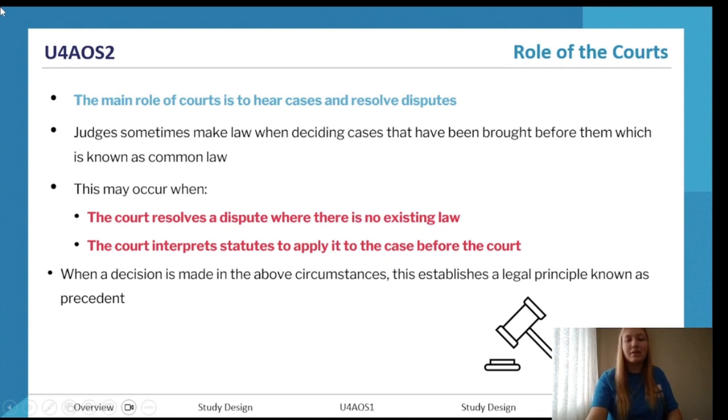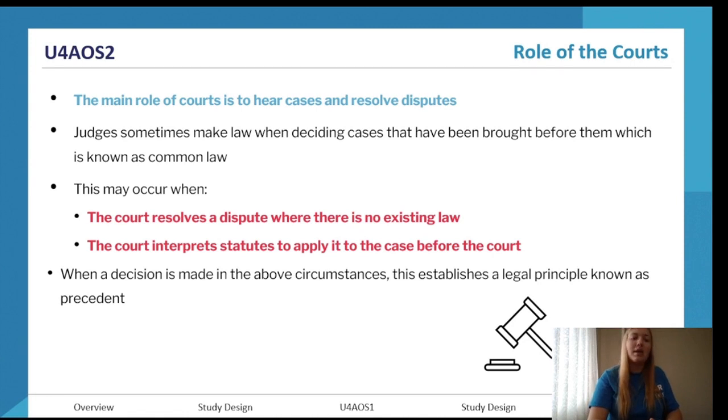Okay, so the next dot point that we'll have a look at is the role of the courts. We know that this is to hear cases and resolve disputes. We've already established this, but going into more detail, you need to understand that judges sometimes are making law because they're deciding cases. This is common law, judge-made law, through determining disputes and imposing decisions. So you need to be able to define common law and define when common law is essentially made.